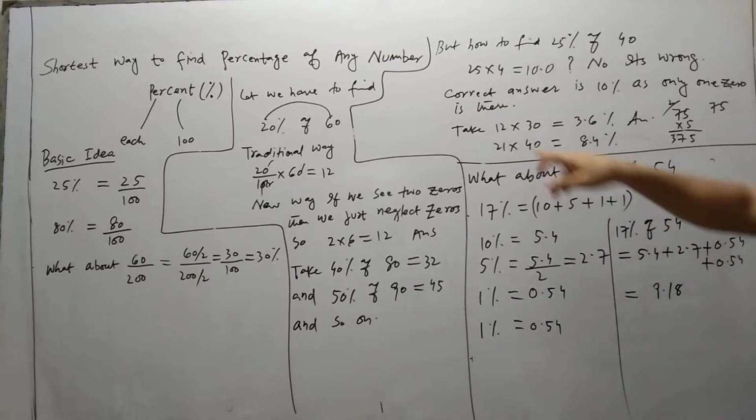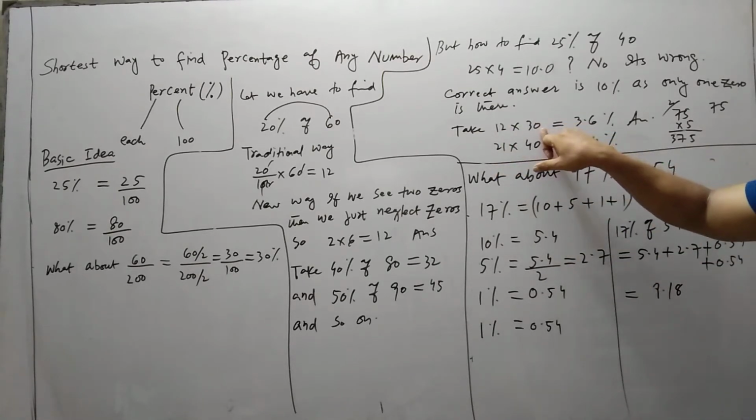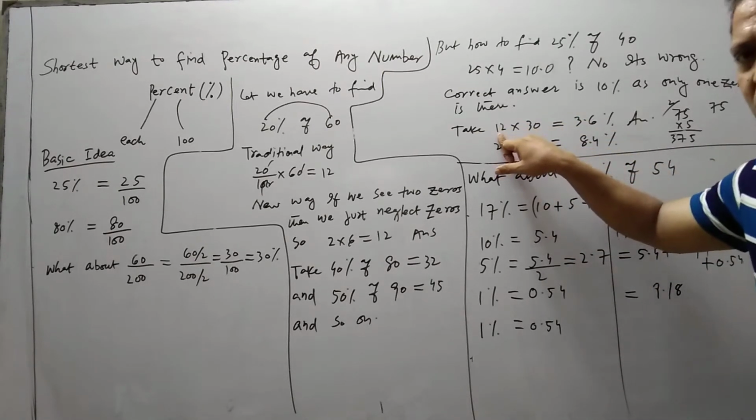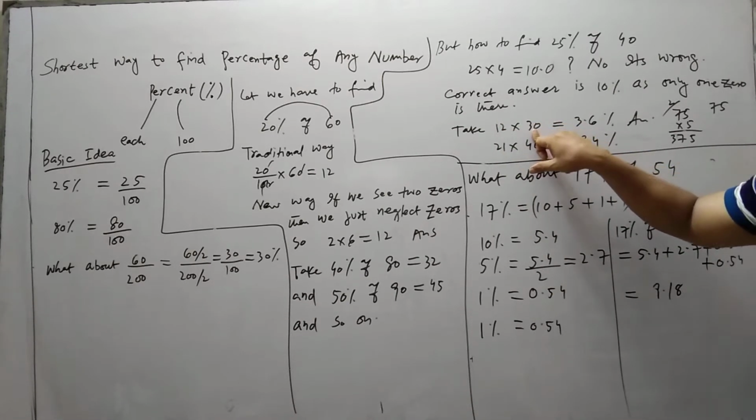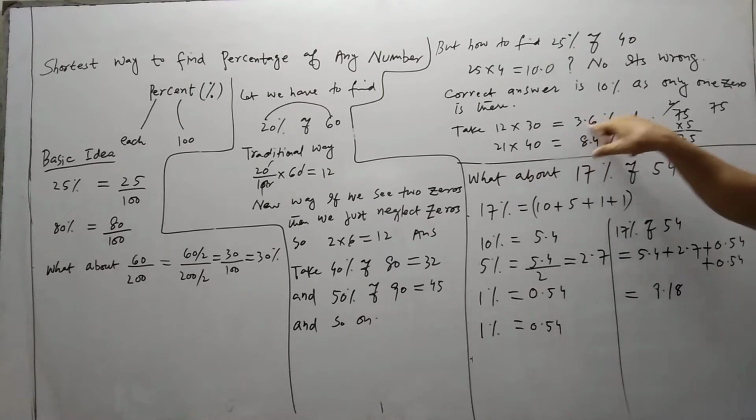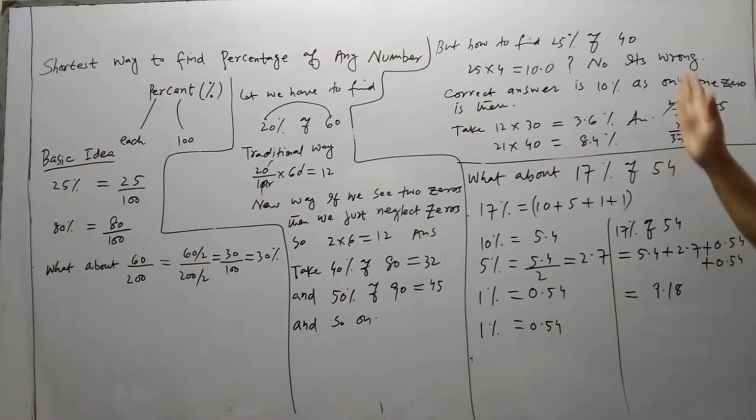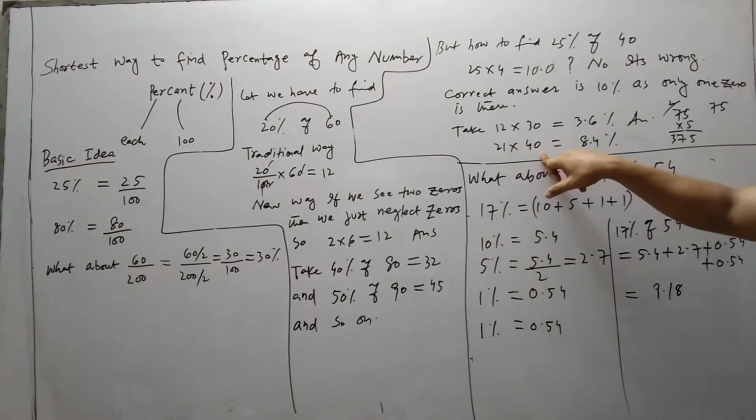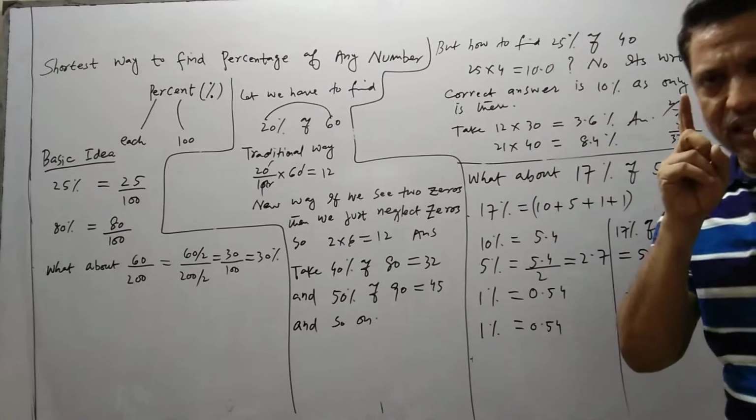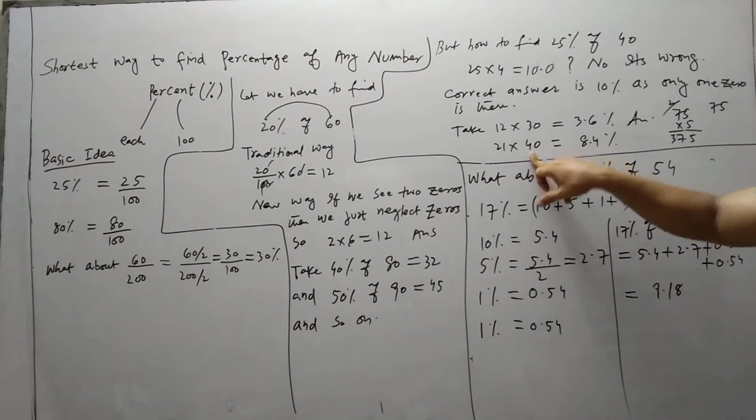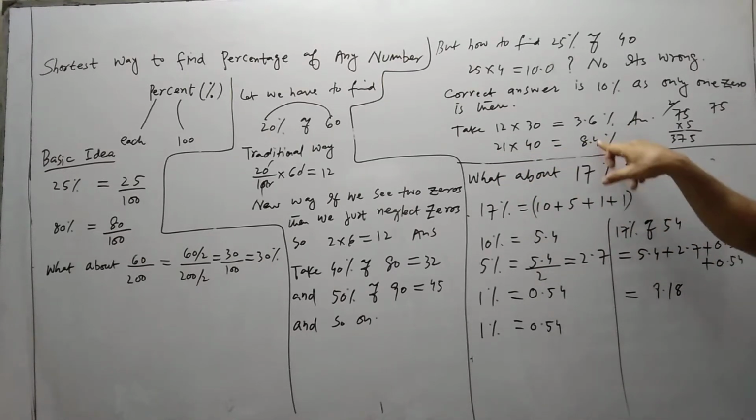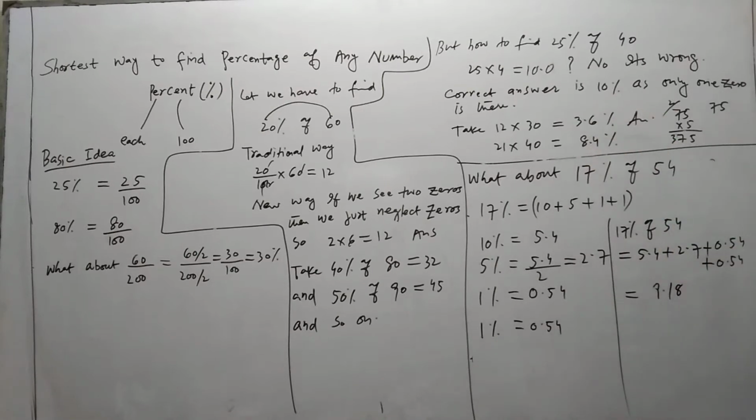For example, 12 into 30. So 0 does not exist on both sides. 12 threes are 36. So put the point after the first digit, 3.6. I hope you understand. 21 into 40. 0 exists on only one side. So 21 into 4 is 84, and put the point after the first digit, 8.4.